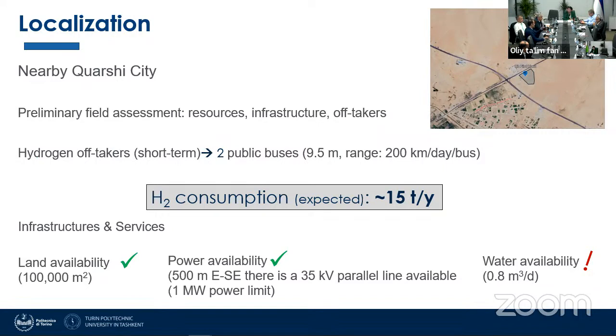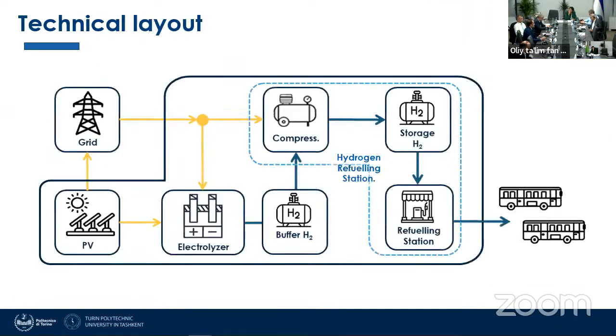So this is the starting point. We have these off-takers for public transport. Good sector because they currently use diesel, so it could be a good decarbonization option. Also, as you know, transport sector is a key market entry for hydrogen technology.